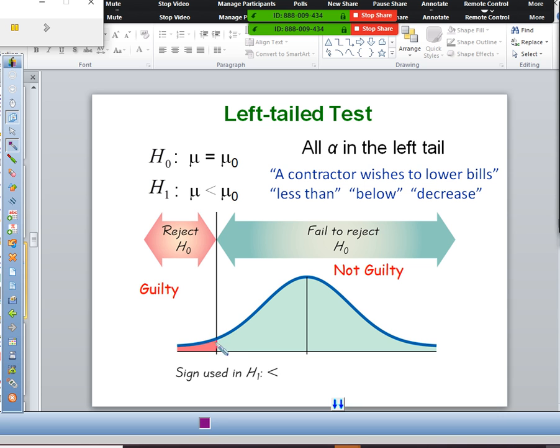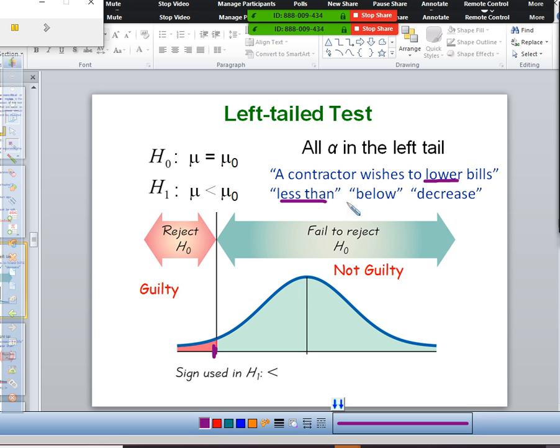The left tail test would be where everything's on the left side. The left tail is the guilty region, and it's when your H1 is going to be less than, right? Left tailed, less than. How do you know it's a left tailed? You look at the words of the problem. Look at the claim. The claim is lower, less than, below, decrease. Those are the words that tell you that this is a left tail test, that your mean is less than everybody else's mean, or your proportion is less than the regular proportion. So that's the left tail test. That's the very first thing you're filling in off of your chapter 8B notes.